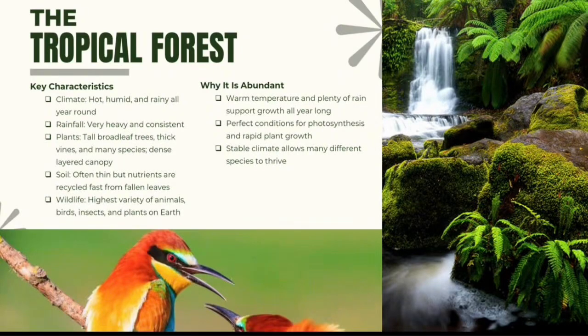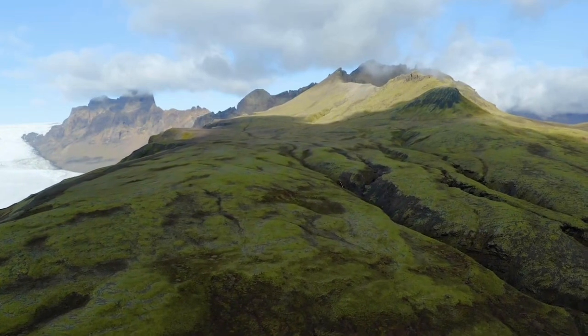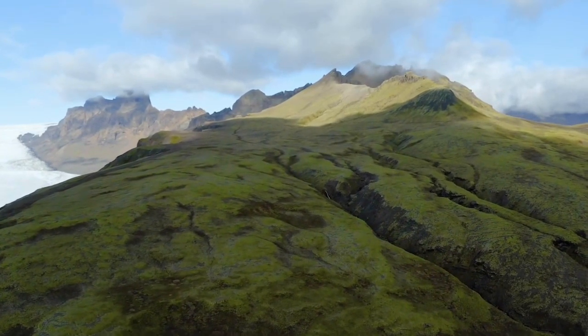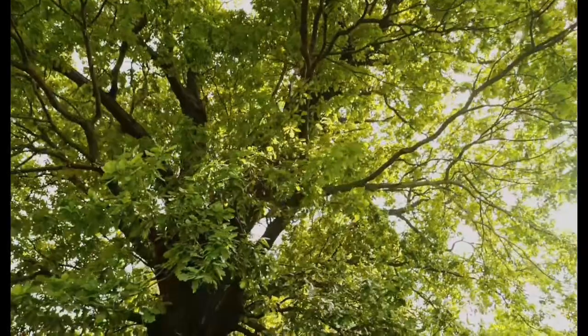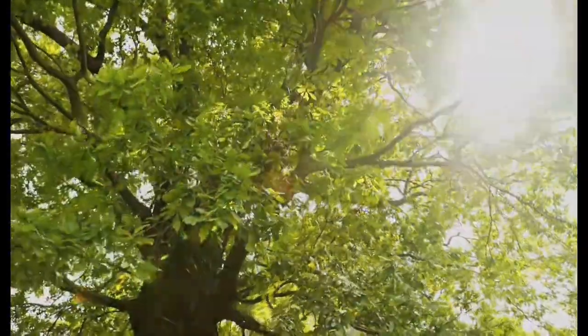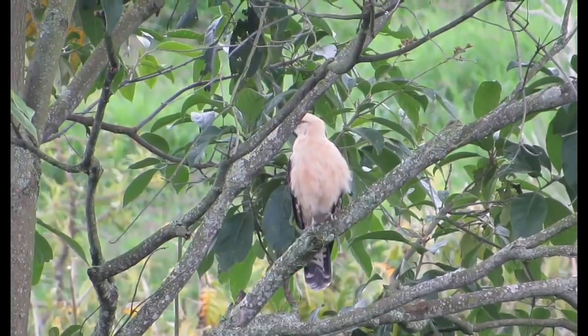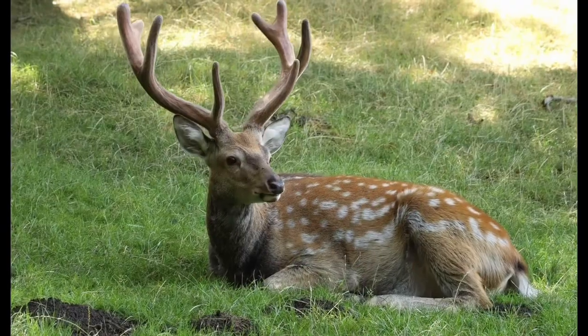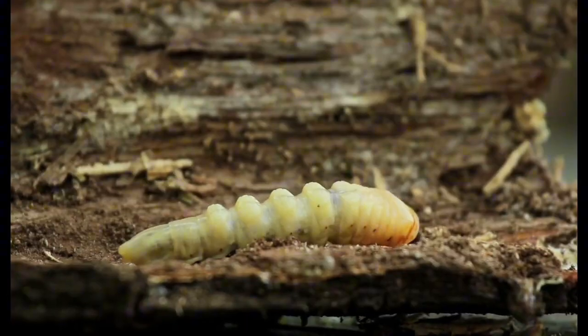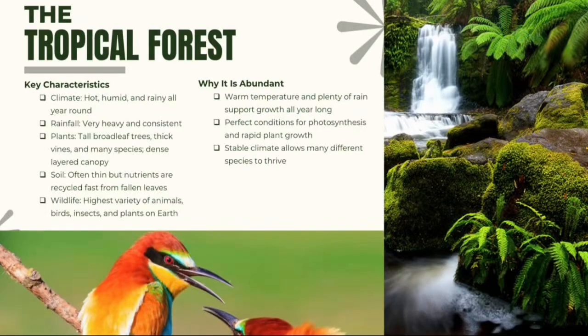As for the soil, it is often thin and does not hold nutrients for long, but nutrients are recycled very quickly. When leaves or branches fall, they break down fast and are absorbed right back by the growing plants. As for the wildlife, this forest holds the highest number and variety of wildlife on Earth. It is home to countless kinds of animals, birds, insects, and plants. Many of these species can only be found in tropical forests and nowhere else.